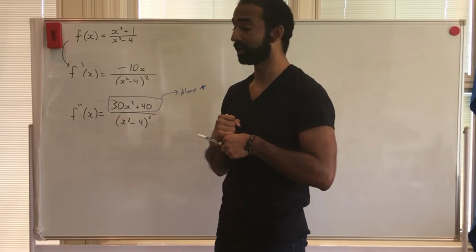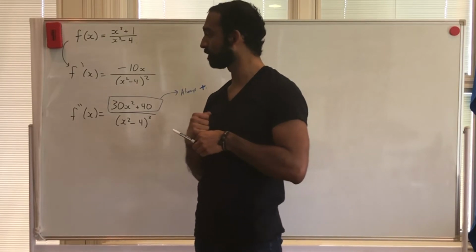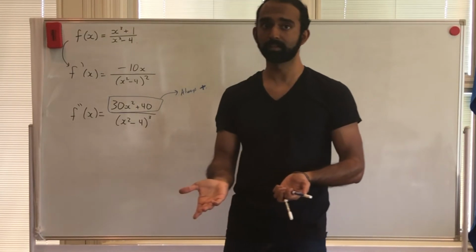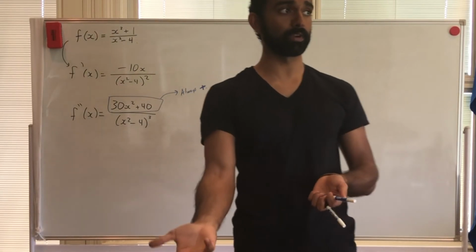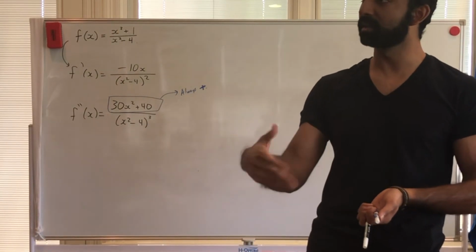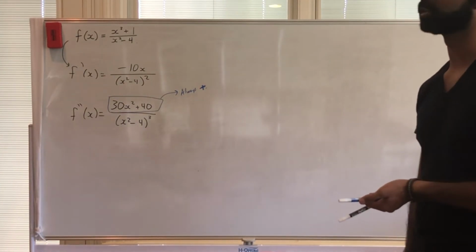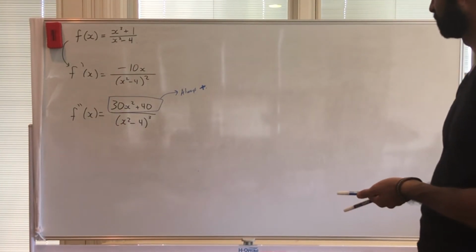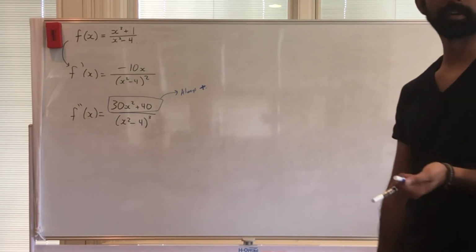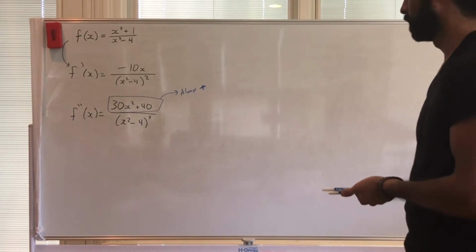No, because there are no places where the second derivative is 0 or undefined. And that was a necessary condition for having an inflection point: either one of those two things had to be true. So how are we going to test what the graph looks like then?